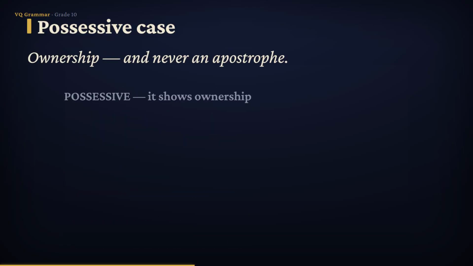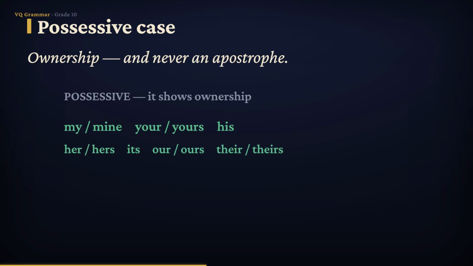The third case is the possessive, and it has exactly one job. It shows ownership. My and mine, your and yours, his, her and hers, its, our and ours, their and theirs. Notice that some possessives sit right in front of a noun, my coat, our team, while others stand alone at the end of a sentence. That coat is mine. The win is ours.